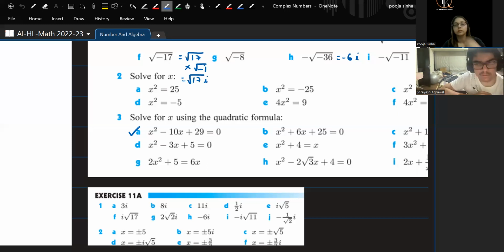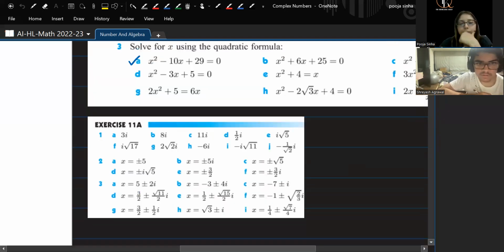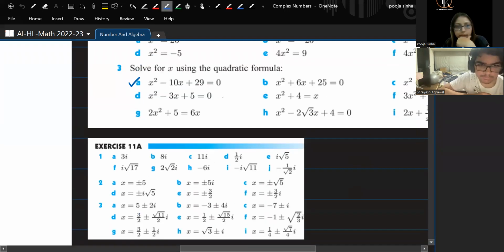I think I got it. What is the answer that you got? Final answer: 5 plus minus 4i. Oh, 5 plus minus 2i. Never mind, 2i. Is it? No, I got 4i. Is it?